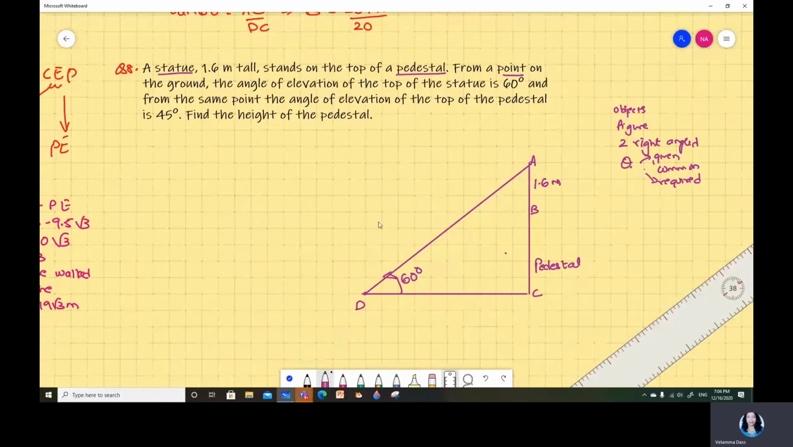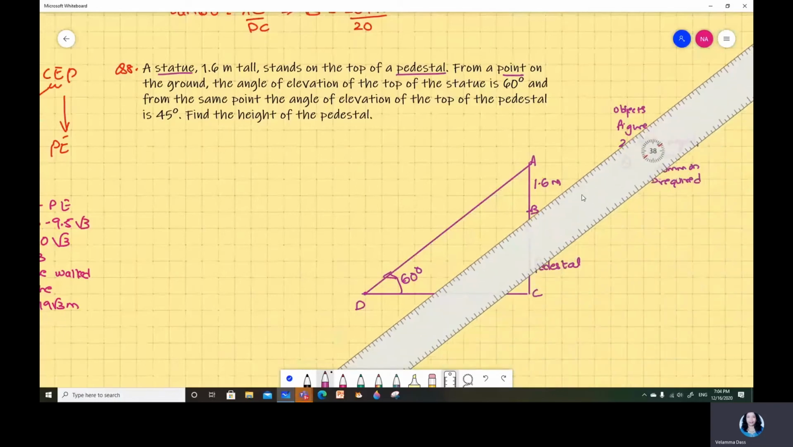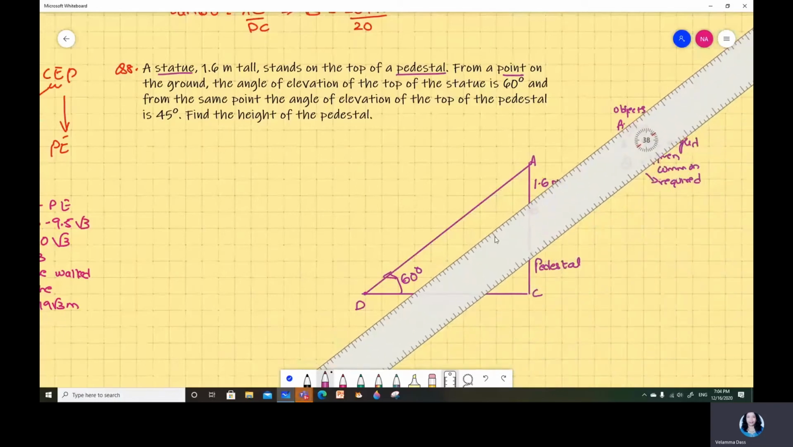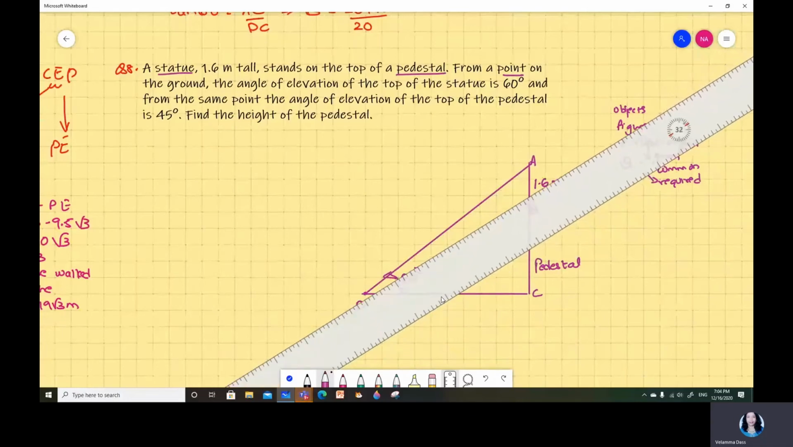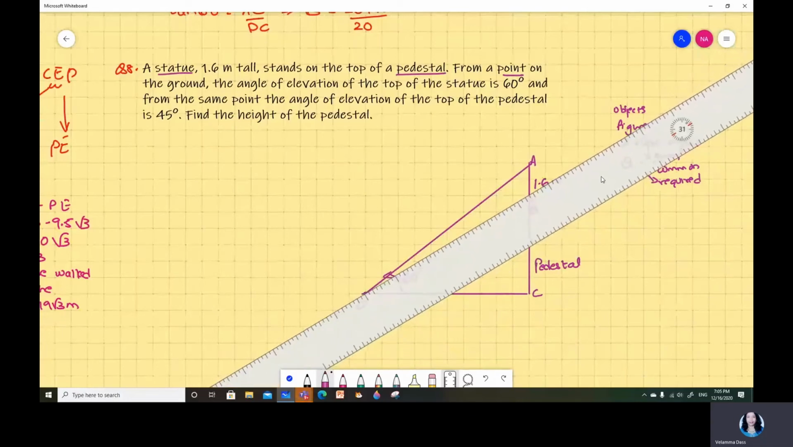Now it is given, and from the same point, the angle of elevation to the top of the pedestal. So here B stands for the bottom of the statue and the top of the pedestal also. So now we need to join D and B also. And here it is given that this is 45 degree. Okay, so I'll join this D and B.